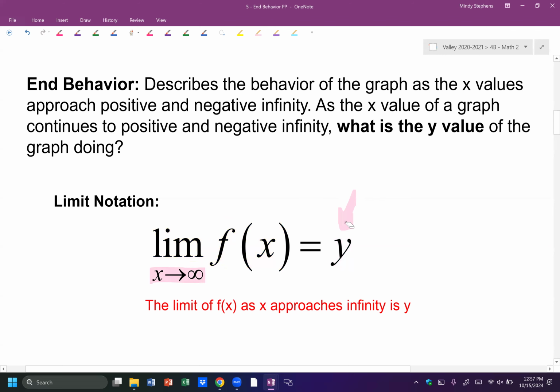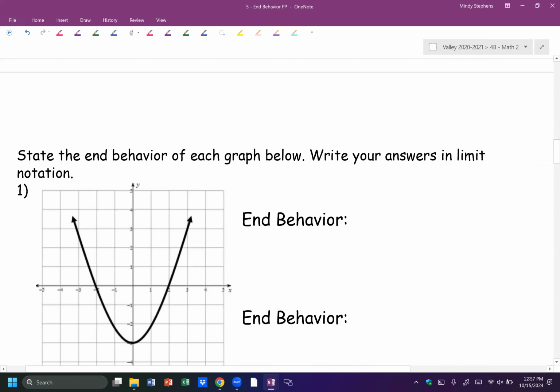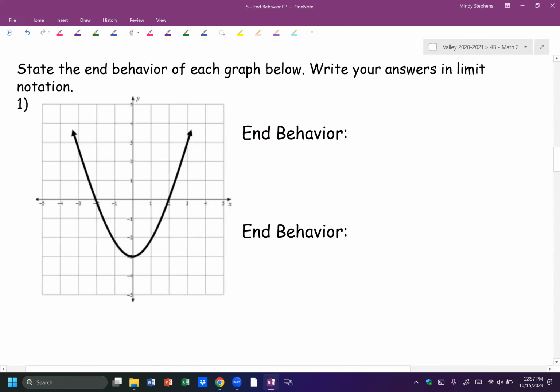So let's do the very first thing you're going to do. There are two ends of this graph. That's why it has end behavior twice, because you have a right end and you have a left end. So we're going to have an end behavior on the right side and on the left side. The first thing you're going to do is write the limit of f of x equals, on both of these. That part is going to be the same on every single problem. That will not change.